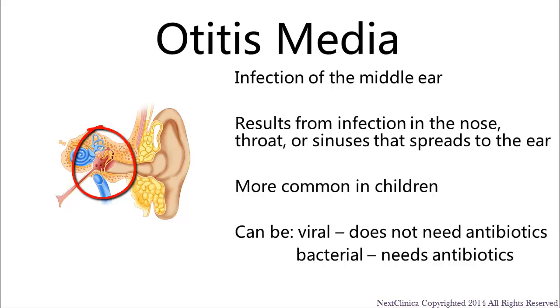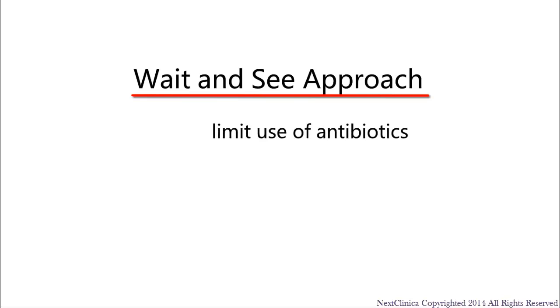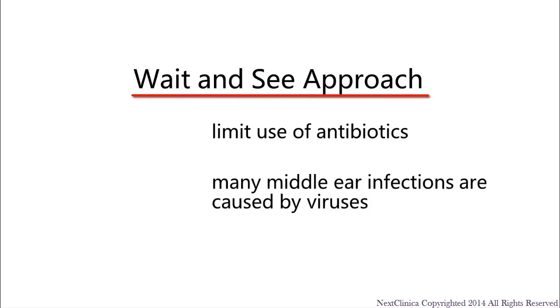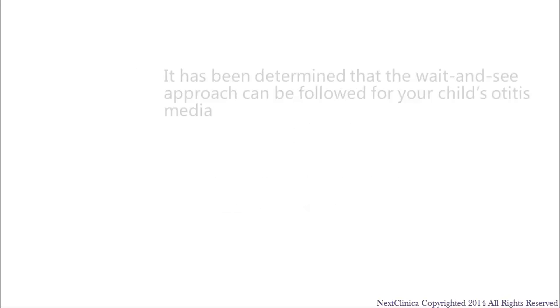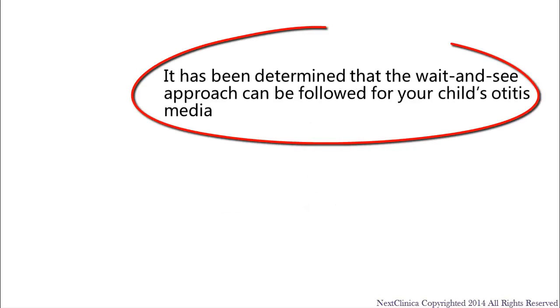The American Academy of Pediatrics and the American Academy of Family Physicians recommend a wait-and-see approach for some cases of otitis media. This approach was designed to limit antibiotic usage, as many middle ear infections are caused by viruses. An overuse of antibiotics may make antibiotics less effective if your child has another bacterial infection in the future. It has been determined that the wait-and-see approach can be followed for your child's otitis media.